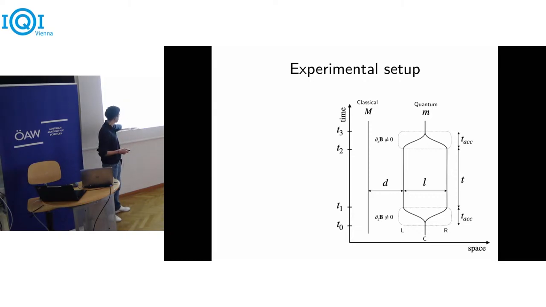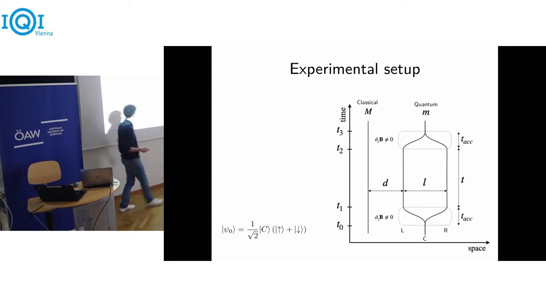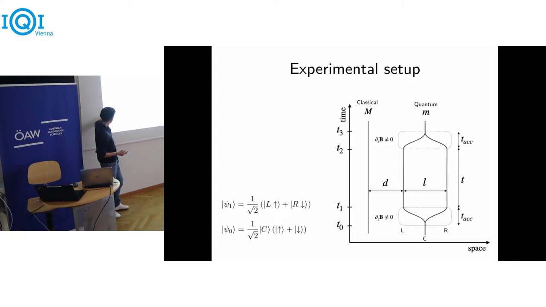So the initial state at T0 for the quantum particle is this one. You have the state which tells you the position of the particle. It's in the central channel, C. And you have the state for its spin. We put it in a superposition of up and down. And then we send this state through a Stern-Gerlach apparatus to get correlation between position and spin. And so in the left channel, we will have spin up, and in the right channel, we will have spin down.